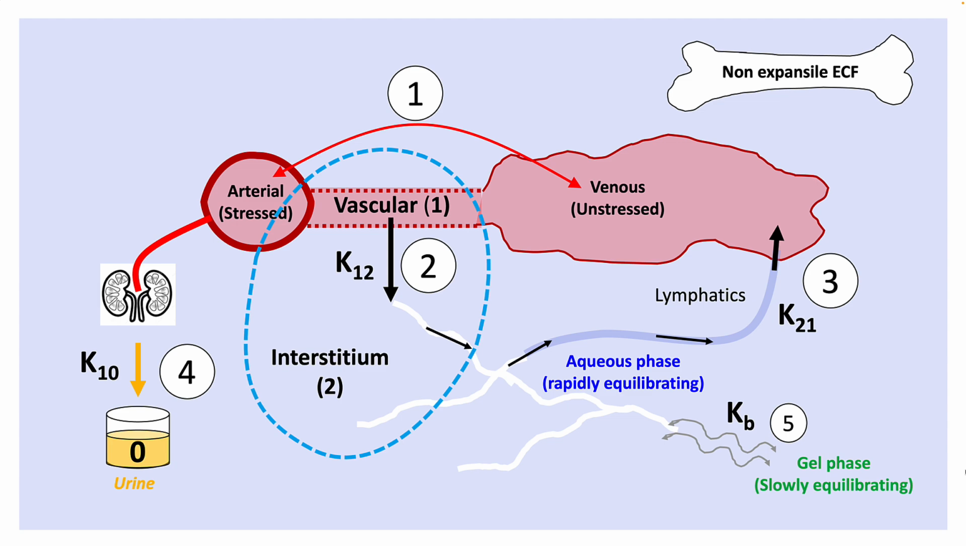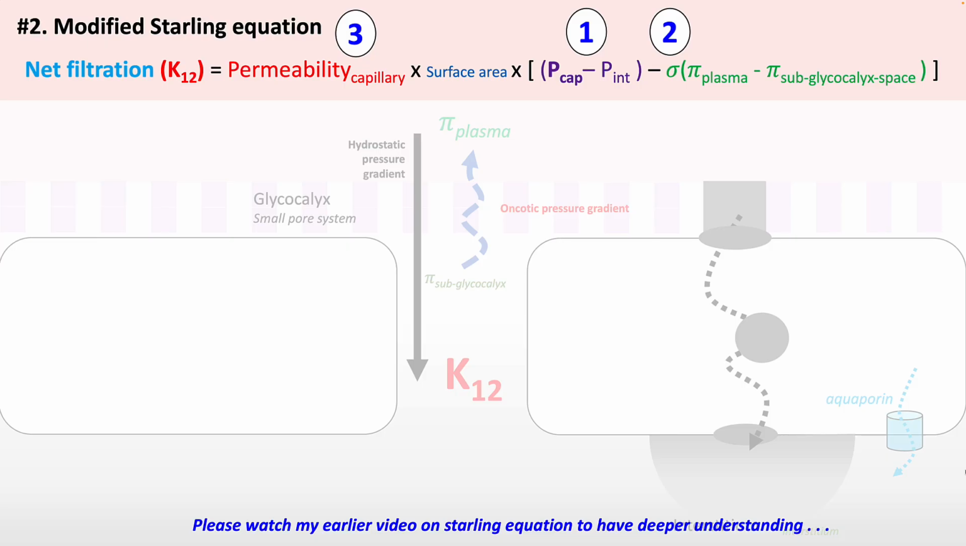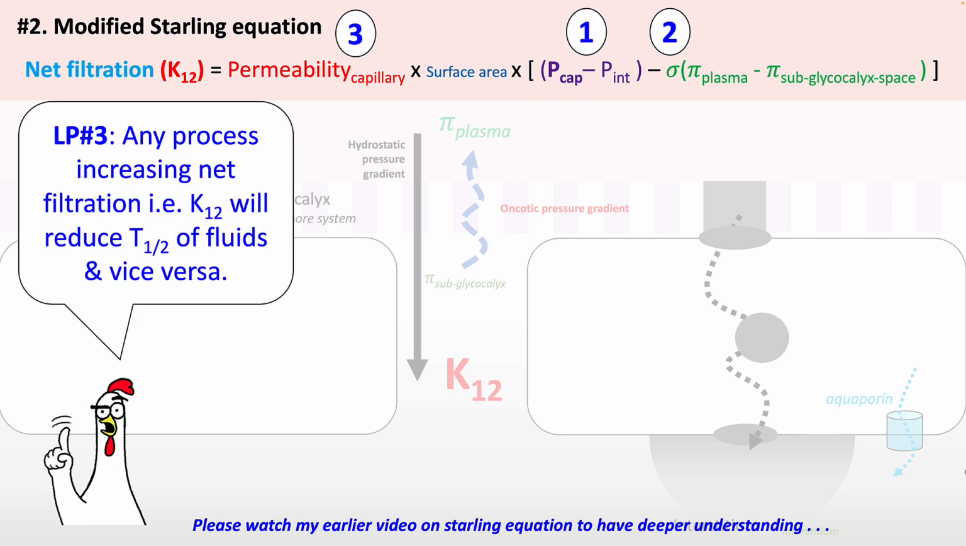Let's talk about the second part, which is your net filtration from the capillaries. And this takes us back to your modified Starling equation. So your net filtration depends upon permeability, hydrostatic pressure gradient, and Staverman's constant. Any process that increases the net filtration will reduce the half-life of your IV fluid and vice versa. Please watch my earlier video on the Starling equation to have an understanding of this equation.